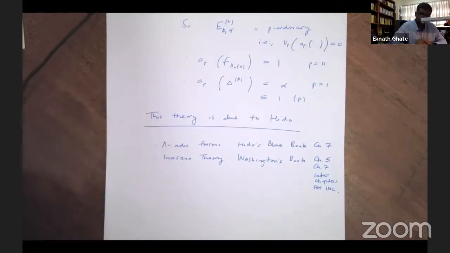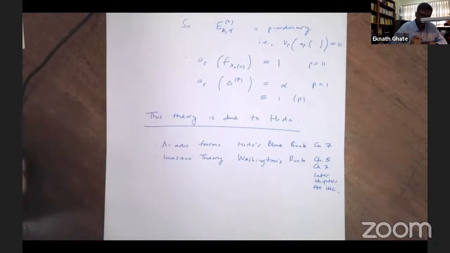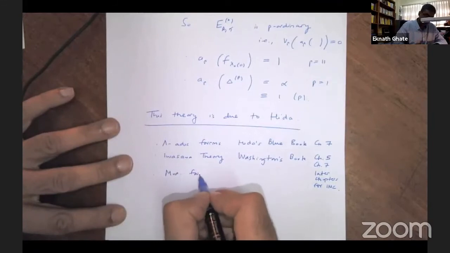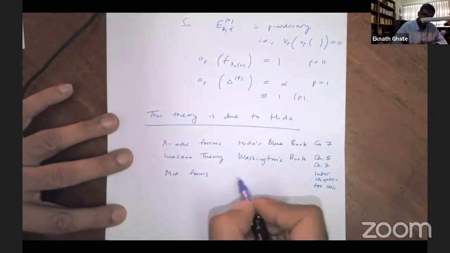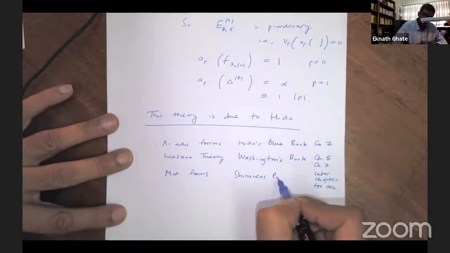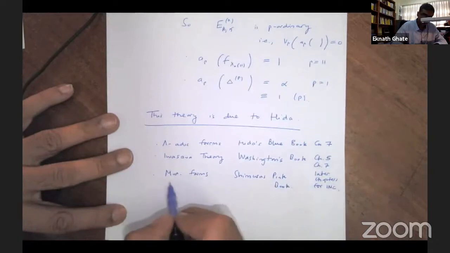And for modular forms in general, I would recommend Shimura's book. There were many questions yesterday which should come at the beginning, even before all this. Shimura's pink and black book, Princeton University Press, 1971.